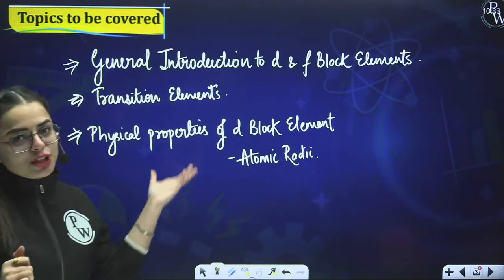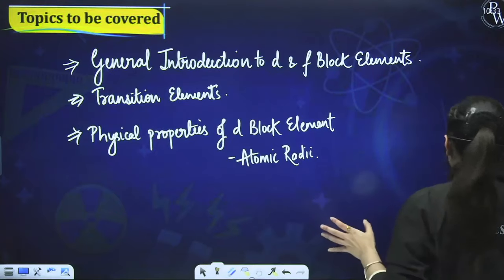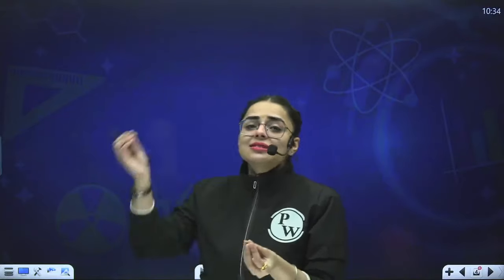Let us start today's segment, the general introduction to the D block and F block elements. First of all, students, what are D block elements? I guess you have revised the previous chapter, P block elements. What was the definition of P block elements? We used to say that P block elements are those elements in which the last electron enters into the p subshell. Now, when I define D block elements, what will be my definition? These are those elements in which the last electron enters into which subshell? D subshell. Quite simple? Yes.